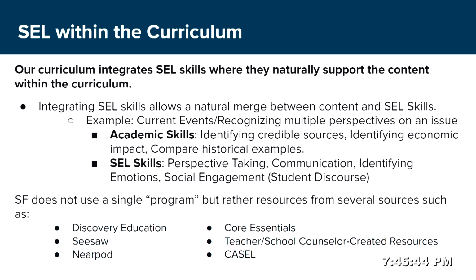appropriately. So for example, one of our skills we might be working on are current events, recognizing multiple perspectives on an issue. The academic skills may include topics such as identifying credible resources, economic impact, comparing historical examples. But what we want students to do with that is to engage in student discourse. We want them to develop and take their own perspective. We want them to be able to communicate. We want them to be able to identify their emotions. Maybe some events might trigger emotions for students, and we want them to be able to manage that.